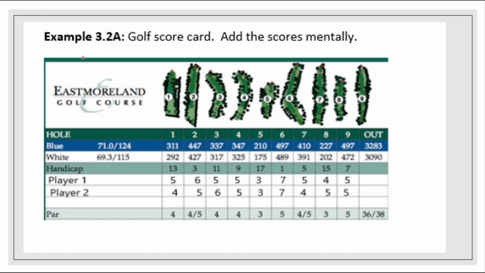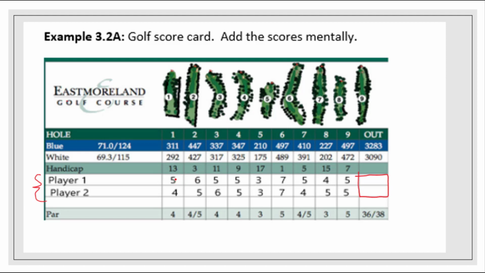Okay, so section 3.1 is long. I'm sure you've seen most of it before, but we're going to explain it logically, okay? Not just memorizing stuff. So this is the first little cut. Here are two players playing golf, and I'm going to add their scores up. Put them here at the end of 9 holes.